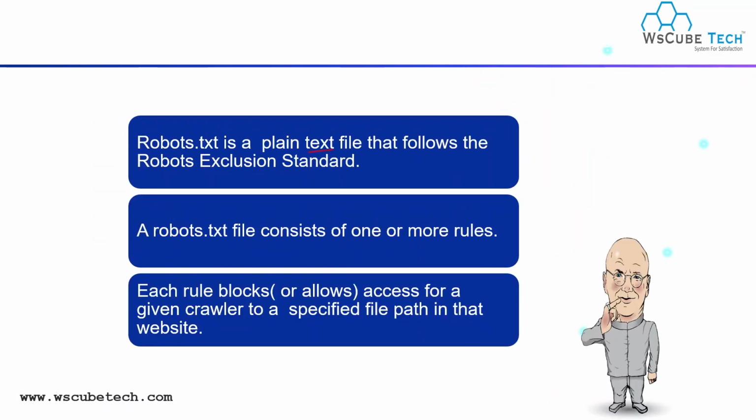Robots.txt is a plain text file, and that follows the robots exclusion standard. A robots.txt file consists of one or more rules, and each rule blocks or allows access of a given crawler to a specified file path in that website.